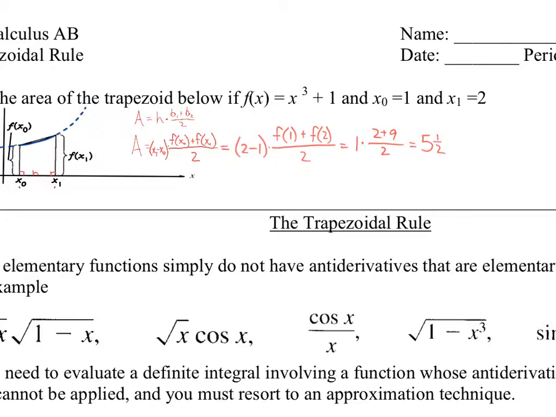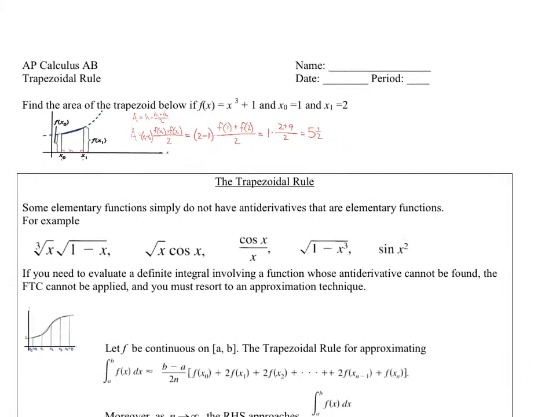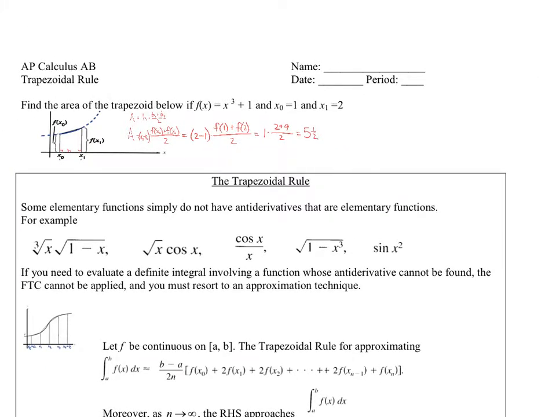Now, why do we need to learn these approximation methods? Well, because there are a number of functions that simply don't have antiderivatives. At least not antiderivatives that we're ever going to remember. There are whole books of antiderivatives that people have figured out, but they're not things that we're going to really be able to memorize. And some we just don't have ones for yet. So like here, the cube root of x times radical 1 minus x. We don't have an antiderivative of that.